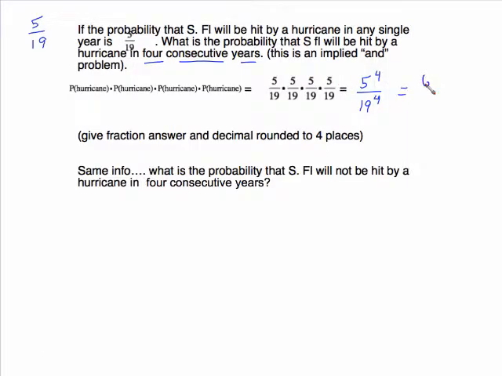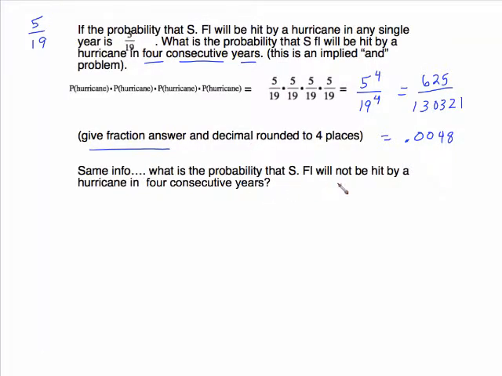So 5 to the 4th is 625. And 19 to the 4th power is 130,321. Now that's my fraction. That says give a fraction answer, I've got that, and then give the decimal rounded to 4 places. This decimal rounded to 4 places is 0.0048.